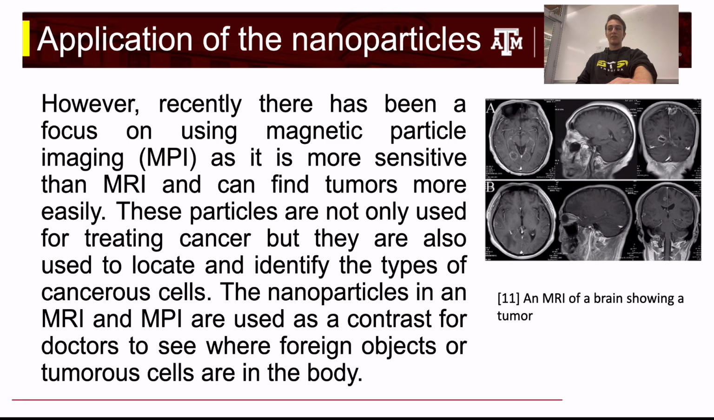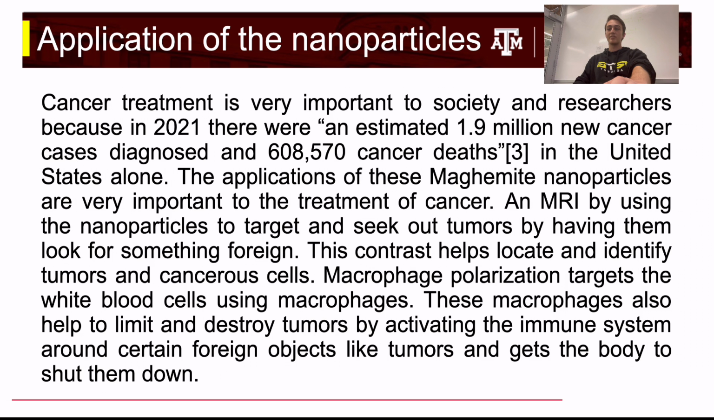These particles are not only used for treating cancer, but also to locate and identify the types of cancerous cells. The nanoparticles in an MRI and MPI are used as a contrast for doctors to see where foreign objects or tumorous cells are in the body. Cancer treatment is very important to society and researchers because in 2021, there were an estimated 1.9 million new cancer cases diagnosed and 608,570 cancer deaths in the United States alone.